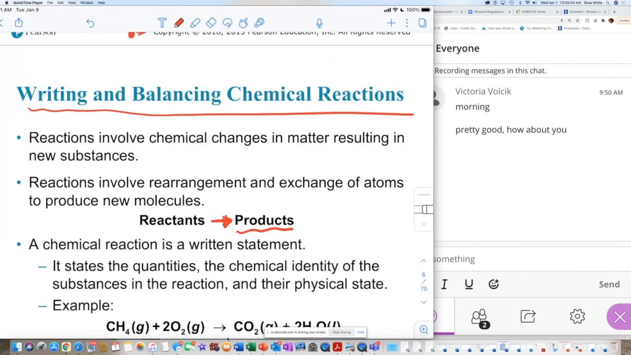The reactants are on the left, the products on the right. So the yield arrow, this is the yield arrow, separates the reactants from the products. So for the most part, the reactants are considered the beginning of the reaction. And then the products are considered the end of the reaction. So we read from left to right.